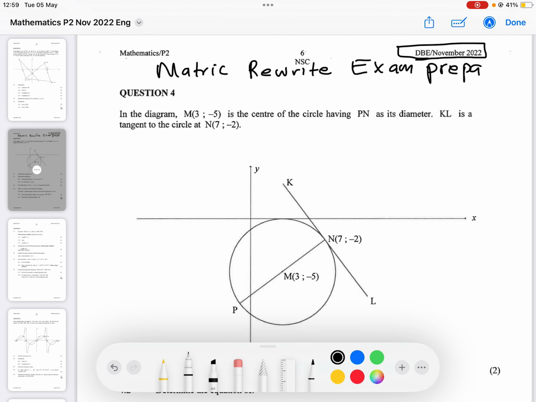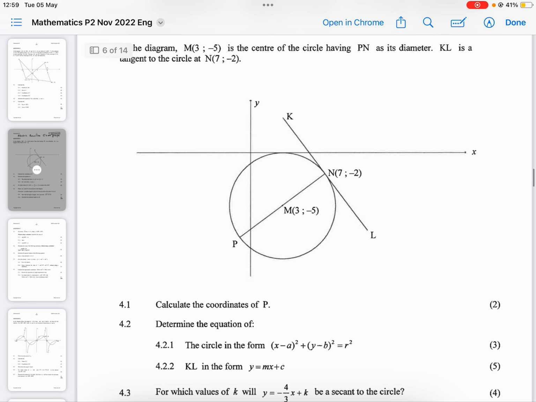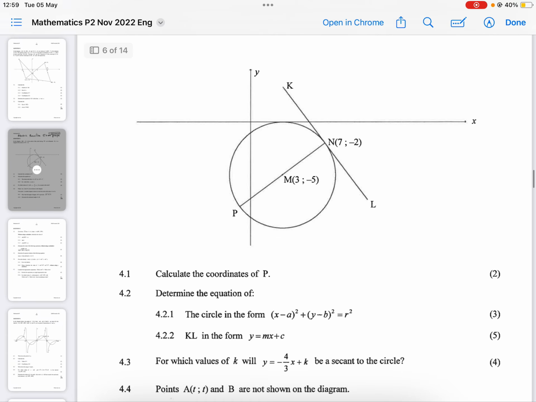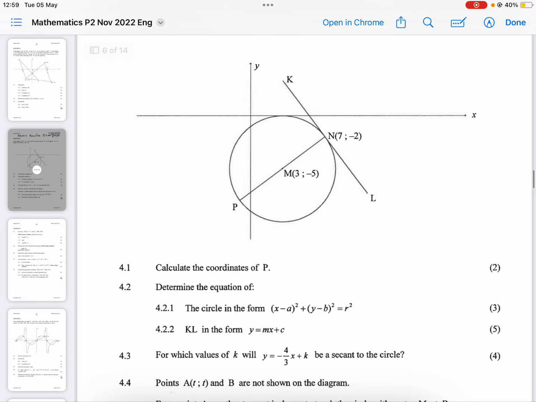Now, you're given the information whereby M is the center. M is the center, PN is a diameter and KL is a tangent. They said we should get the coordinates of P. If you check, M is the center, meaning the midpoint of PN.